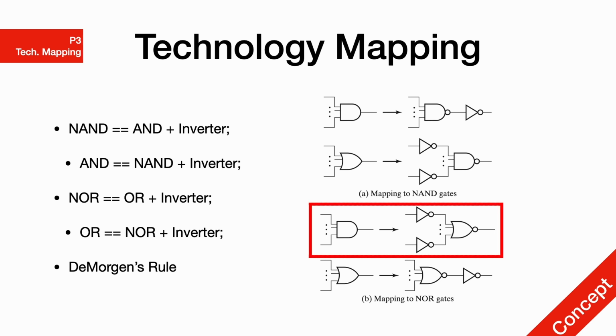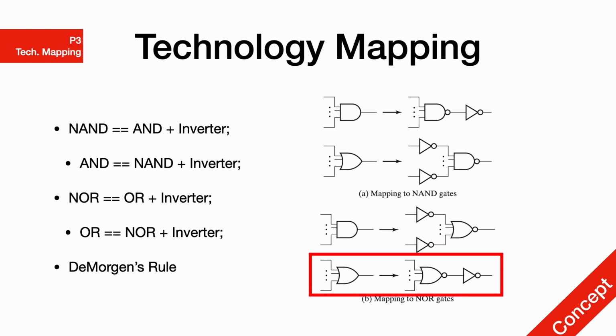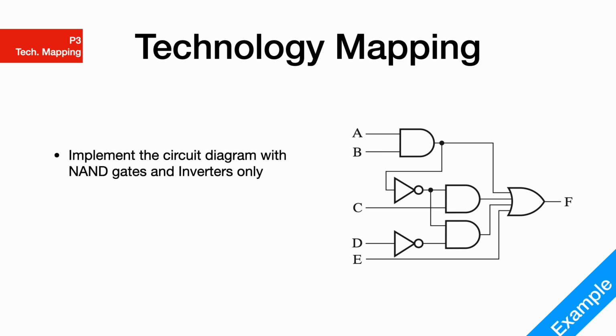In the example at the bottom over here, we also have a replacement of the AND gate using a NOR gate and some NOT gates, also by applying De Morgan's laws. And finally, we have the OR gate being replaced by a NOR gate and another NOT gate. All very standard procedures. As for the concept of technology mapping in practice, let's say in this particular case you want to implement the circuit diagram on the right hand side using NAND gates and inverters only, which is similar to how FPGA boards are designed in practice.